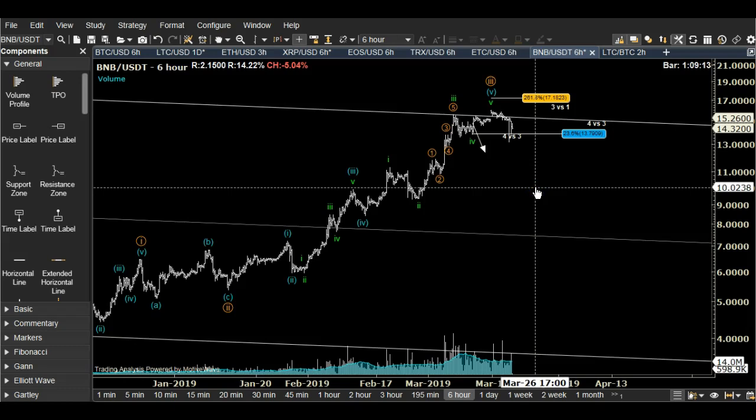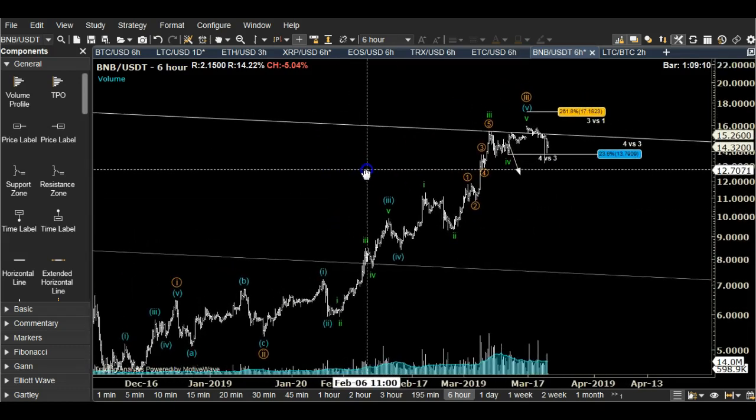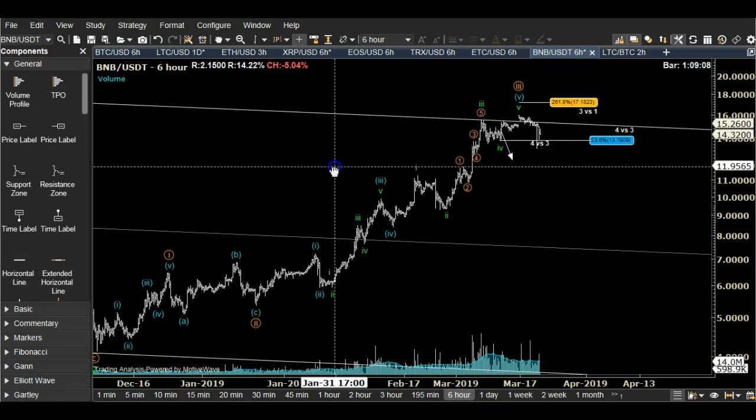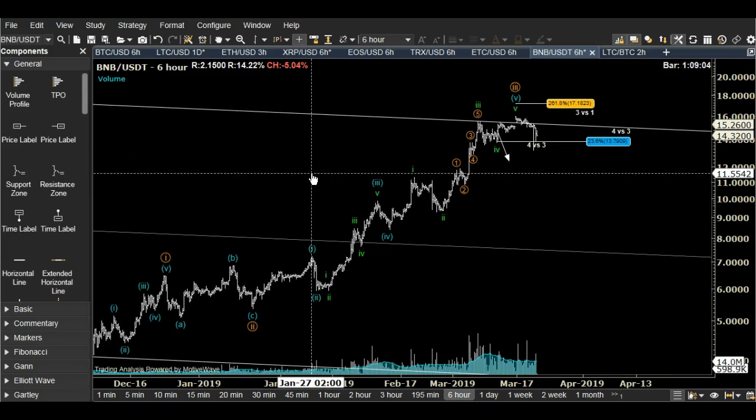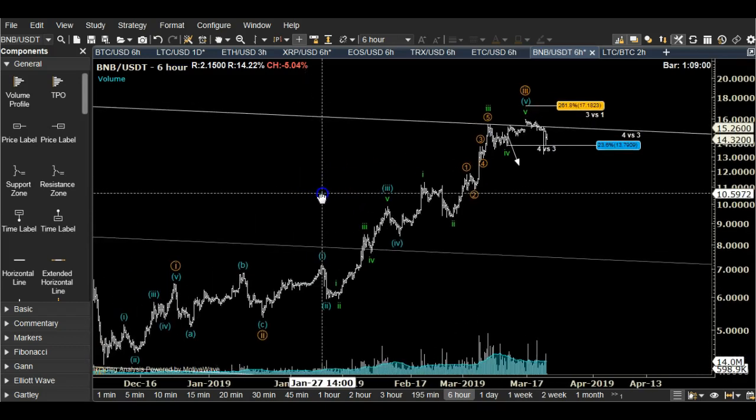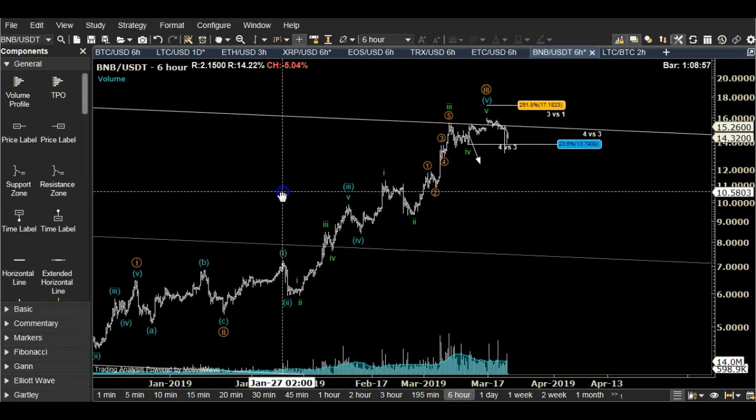Okay, just a quick short update on the crypto markets. Bottom line, overall still bullish, and probably a little pullback, and we'll see what happens in the next couple of days.